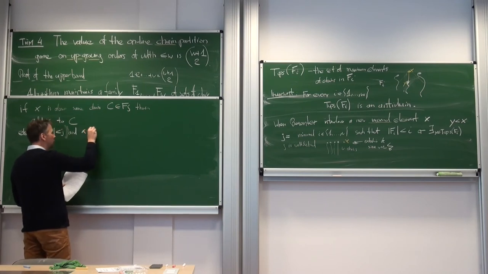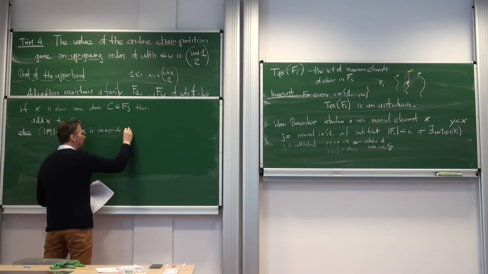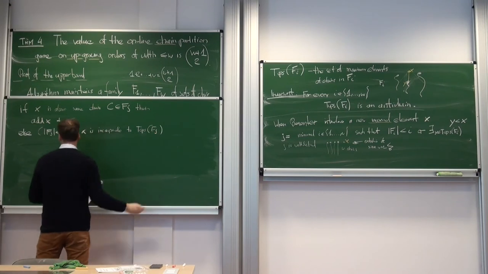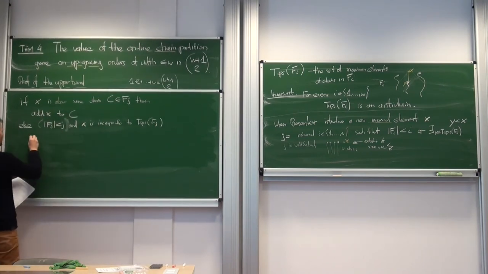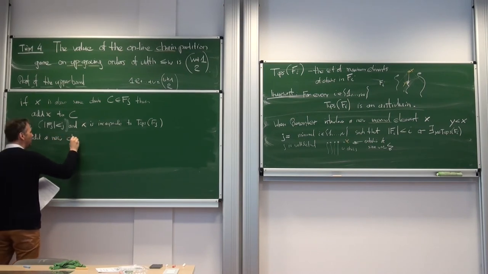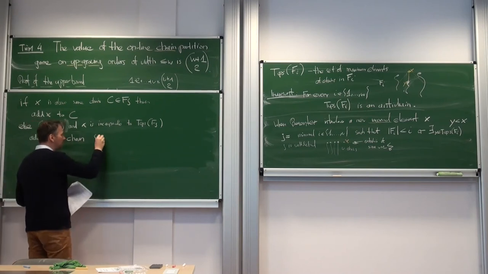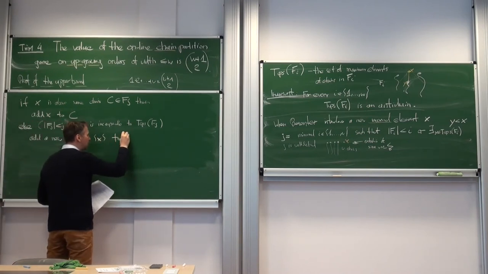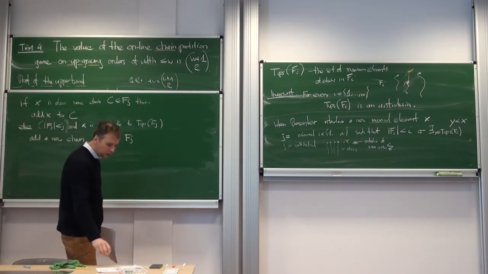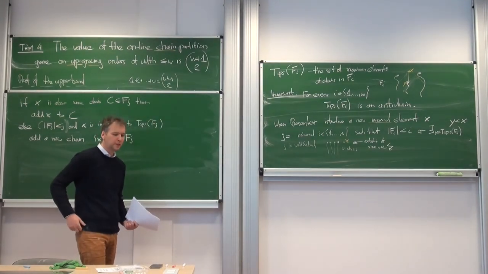X is incomparable to tops, FJ. So we just add a new chain. Add a new chain, singleton of X, to FJ. Okay, that's almost all. We will need to twist it a bit to defend the invariant, but that's in a moment.